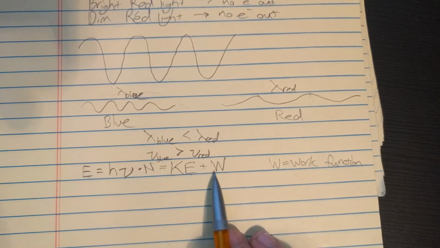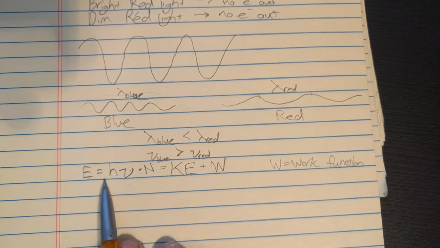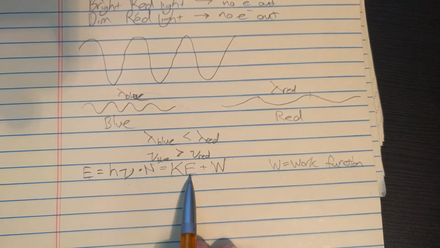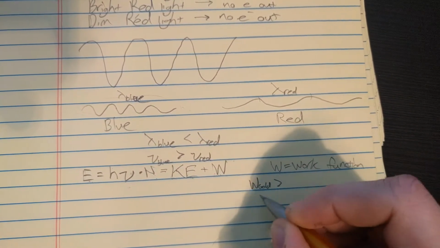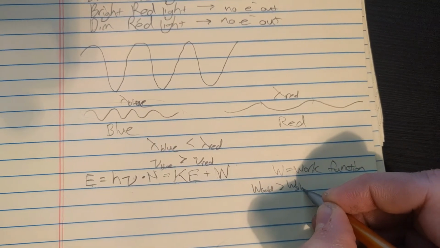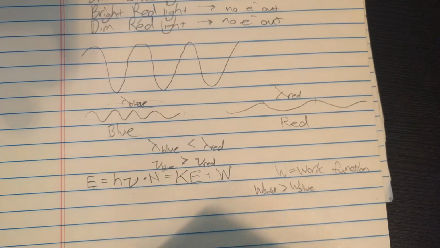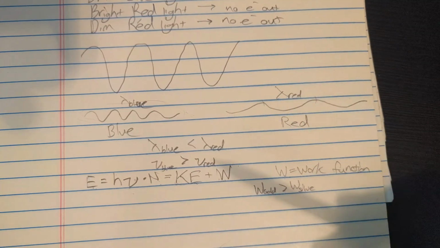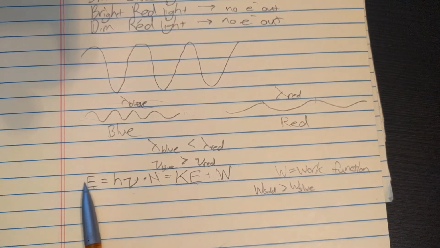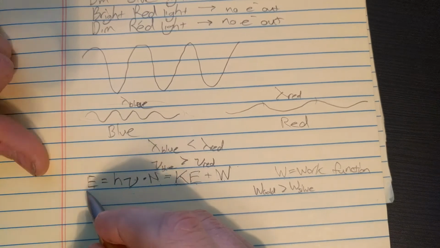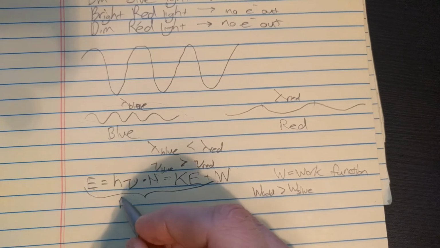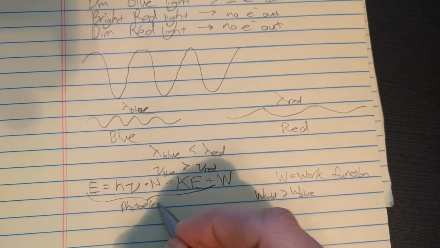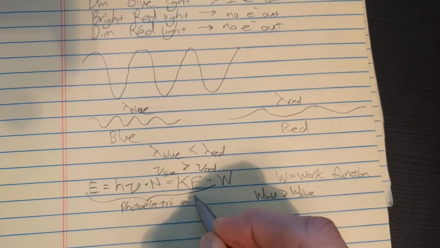So if you shine the same sort of light upon gold, and gold has a higher work function than silver, the kinetic energy of the electrons coming off in gold should be smaller. And so this is the equation for the photoelectric effect. This equation explains the photoelectric effect.